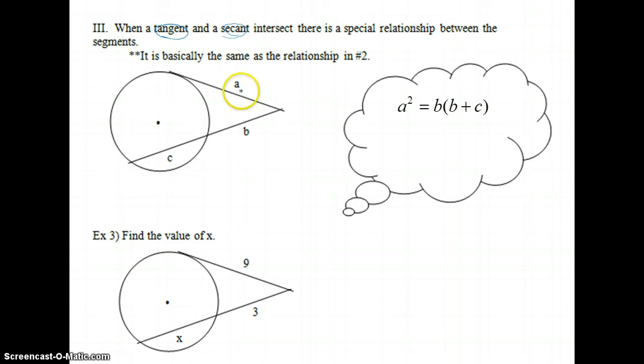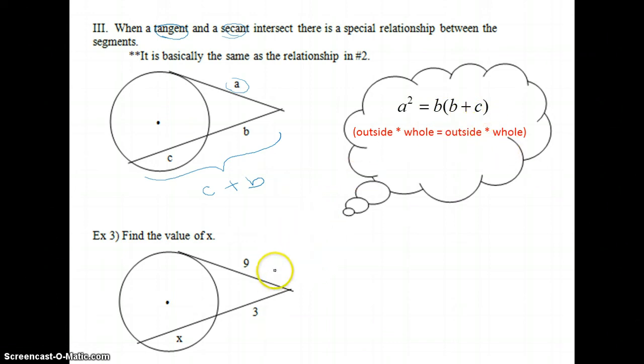So I have a here, and then for this total length, I end up with this addition here. So again, it's just like in number 2, I'm taking the outside times the whole equals outside times whole. In this case, the a happens to be the outside and the whole. So it's just multiplied by itself, in which case we get this squared term. So again, a squared equals b times b plus c, outside times whole.